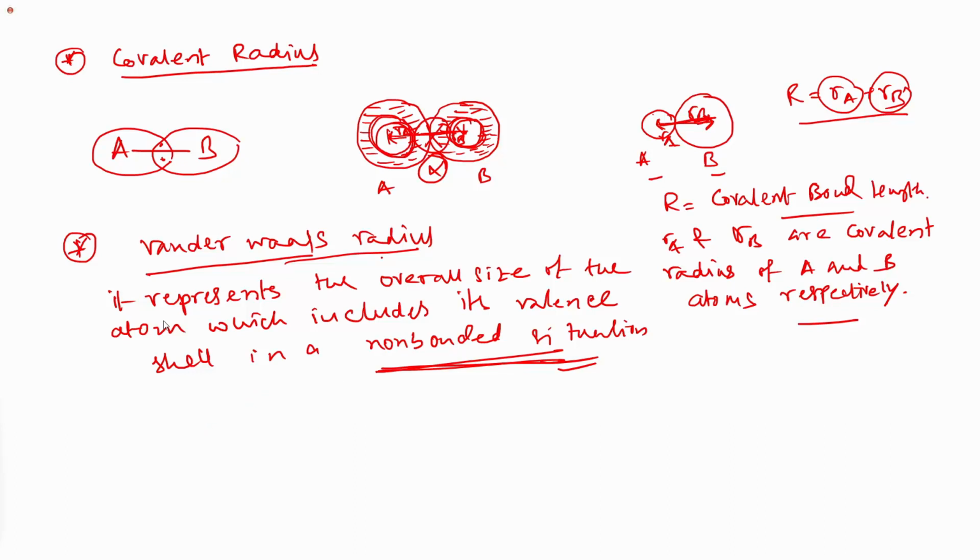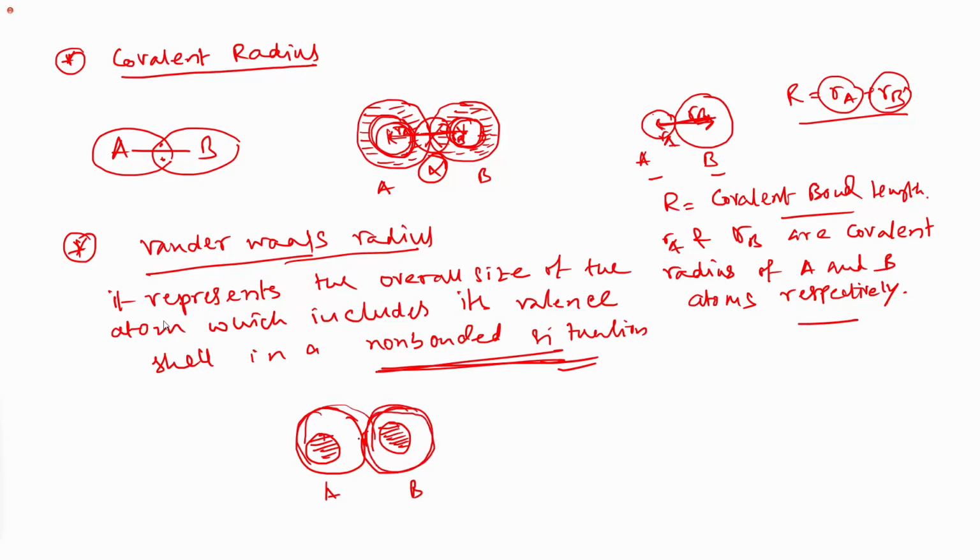Now I will draw that. This is the core, this is the nucleus, and this is the valence shell. This is the valence shell of the A atom, and this is the valence shell of the B atom.